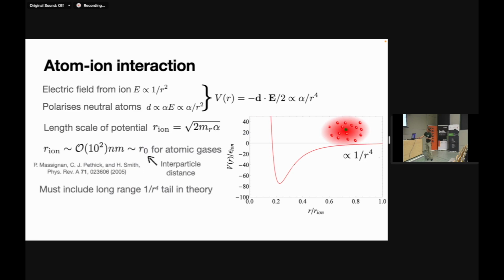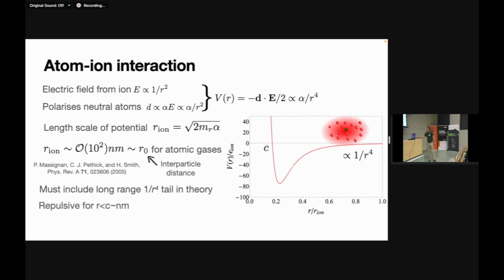And this length scale is not short range. It's typically 100 nanometers or so if you put in the atomic masses and the polarizabilities. That turns out to be more or less the same as the distance between the atoms in a quantum degenerate Bose-Einstein condensate or Fermi gas. That means that you have no separation of scales at this point. If you want to do a many-body theory, we want to look at interactions as simple as we can. Unfortunately, we cannot use a delta function potential or a short-range hard sphere potential. It's just wrong. So we have to really include this 1 over r to the 4th tail in the theory.